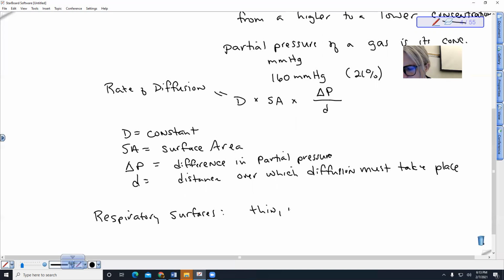They are also moist. This is really important. In order for the gases to diffuse, they first have to be dissolved in water. So if it's not moist, diffusion will not take place. They also have to have lots of surface area.